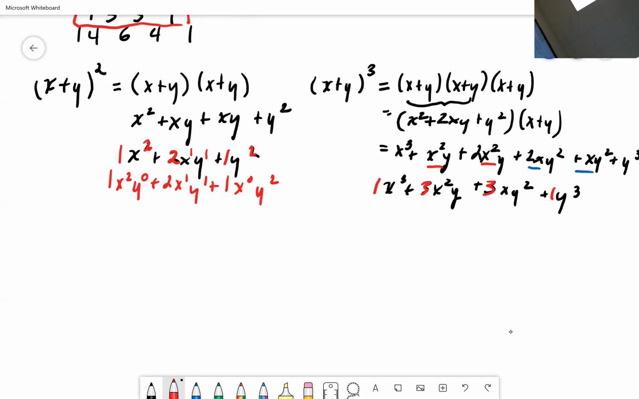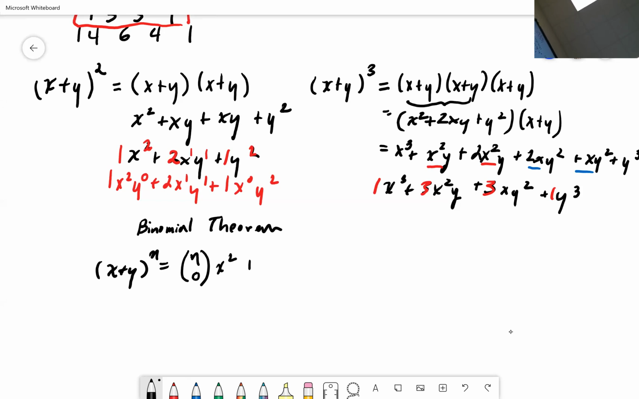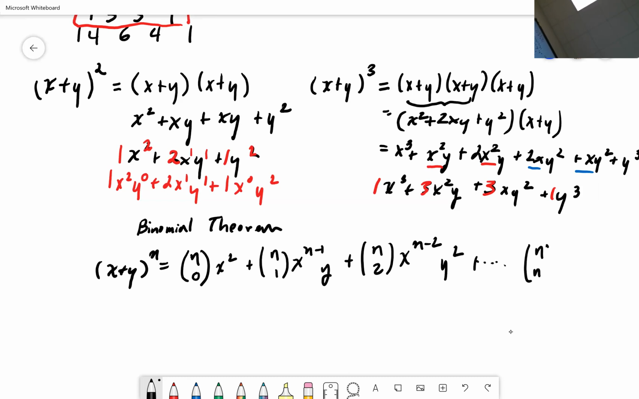So here's the binomial theorem. I'm going to go ahead and write it out. Binomial theorem. So x plus y to an n power is going to be this here. It's a combination n0, x to the n, plus n1, x to the n minus 1, y, plus n2, x to the n minus 2, y to the second, plus all the way to n n, y to the n.